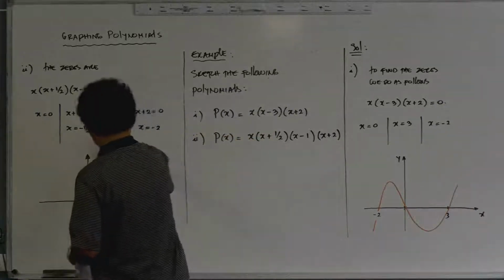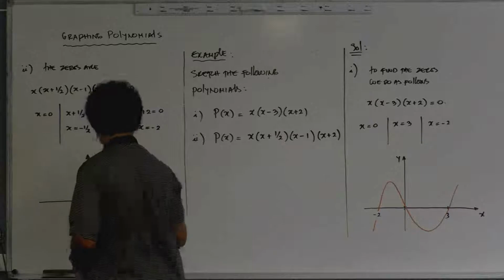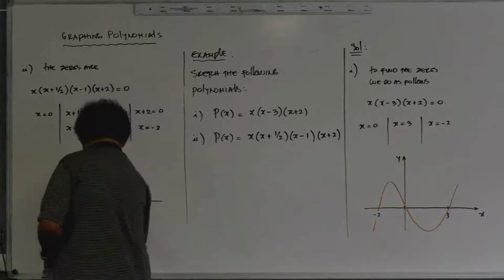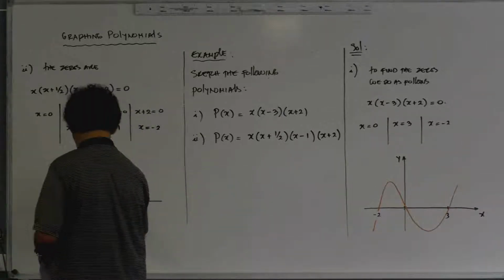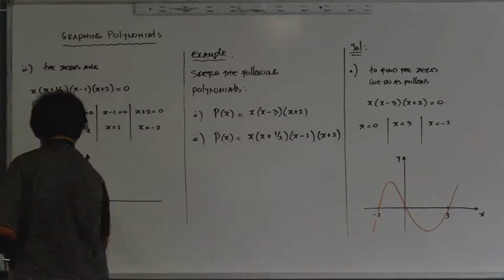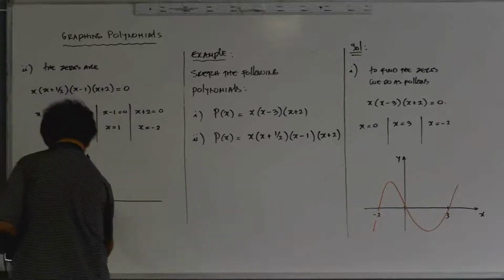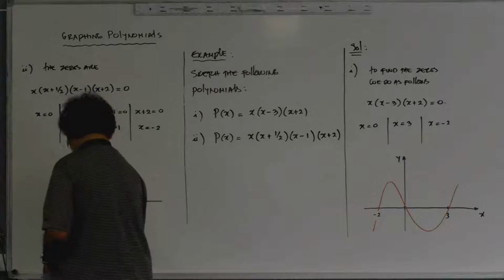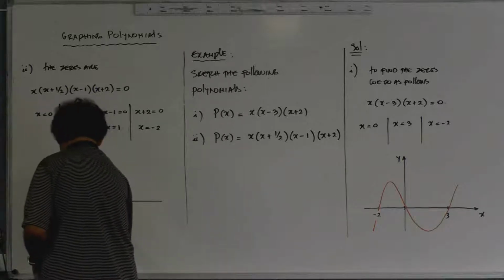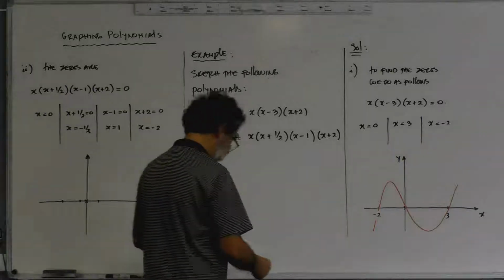Okay, so we're going to plot the points. So we have 0, we have positive 1, we have negative 2, and we have negative half. Plot these, and then you do the picture.